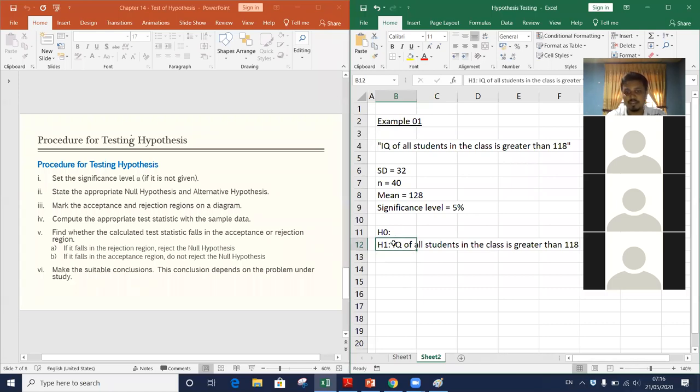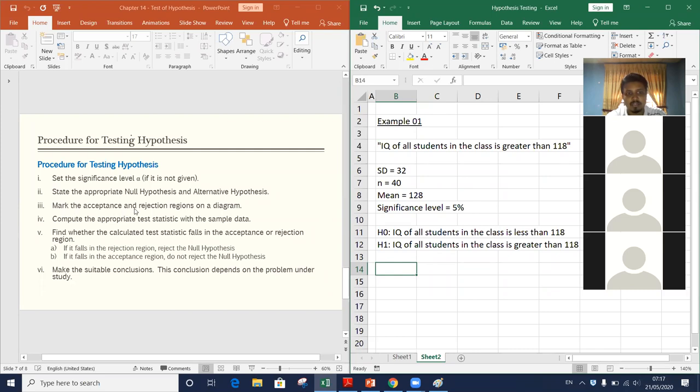Clear? Then H0 means what? H0 means the total opposite of this. H1 ekata total opposite ekak, right? IQ of all students in the class is less than 180. Ape desired result ek H1 walin, eyata total opposite ek ena H0 walin. Right. So we have done the second point: state the appropriate null hypothesis and alternative hypothesis.